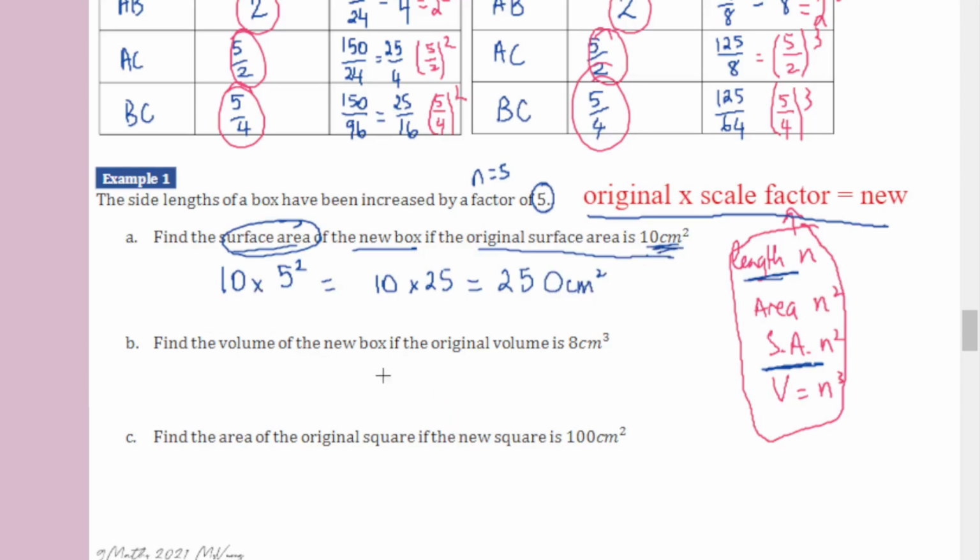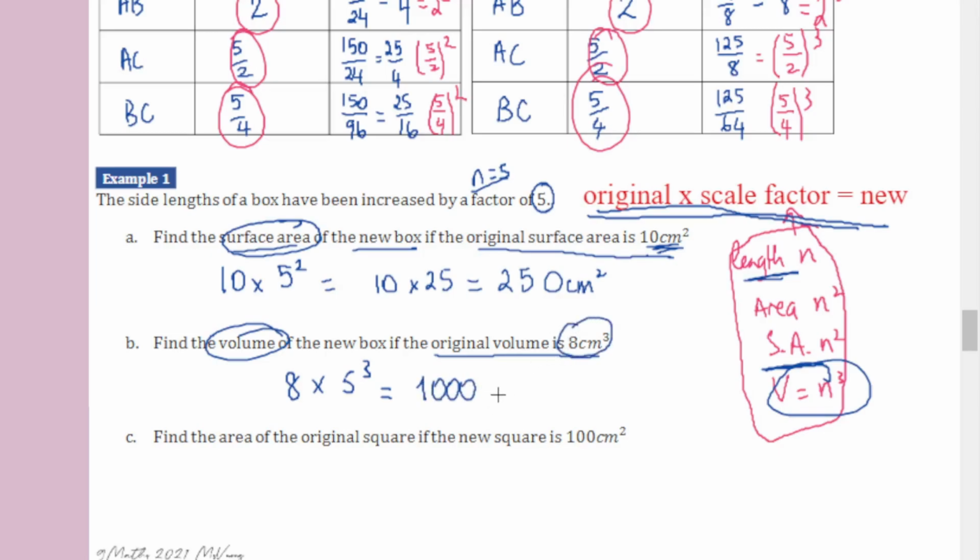Find the volume of the box if the original volume is 8. Again, we're using this formula up here. So original is 8 times the scale factor. Scale factor for volume is n cubed, and n is 5. So it's 5 cubed. And we obtain, put that in the calculator, 1,000. Don't forget the units, centimeters cubed.